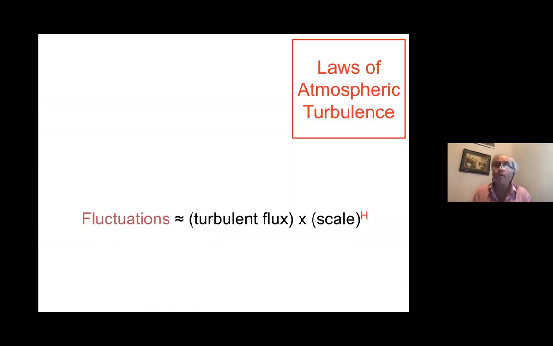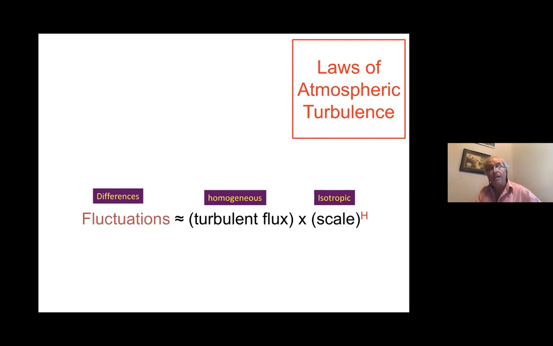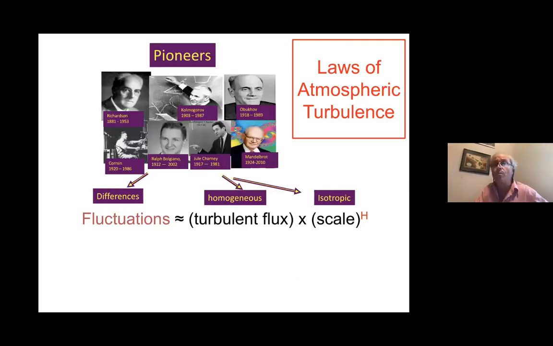The other approach, the other strand, the turbulence approach, has focused around this simple relation. Fluctuations in some quantity depend on a turbulent flux times a scale to some power. And originally, the fluctuations were essentially just differences, the difference between the temperature here and the temperature there, that was your fluctuation. The fluxes were considered to be fairly homogeneous, maybe quasi-Gaussian. And the notion of scale was isotropic, the same in all directions. And this was the view really followed by these pioneers of turbulence.